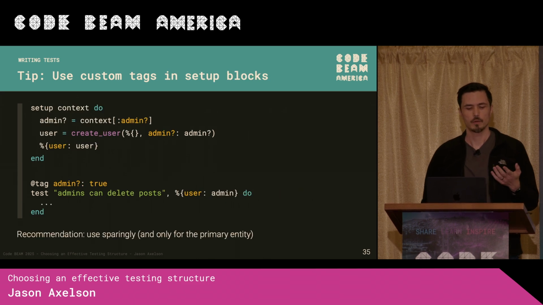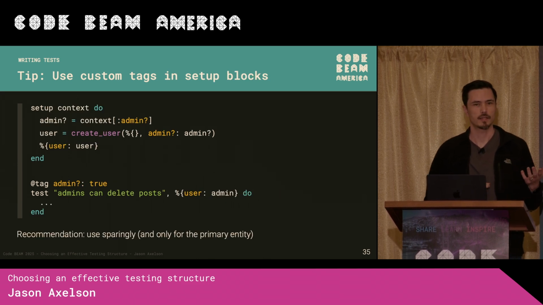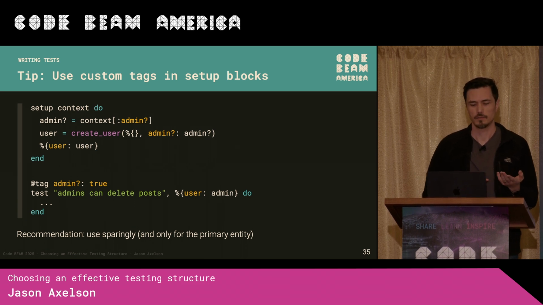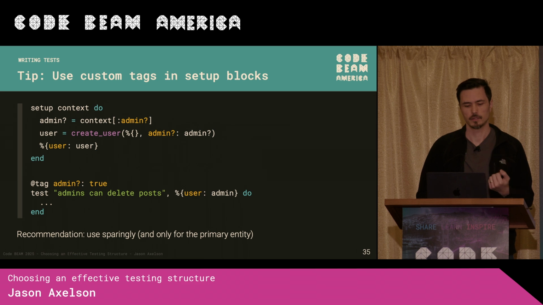And the way that works is in your setup block, you look at the test context that the setup receives, and you check if that admin tag was passed. And if it is, you create the user in a way that is an admin. And if not, then you create them as a non-admin.